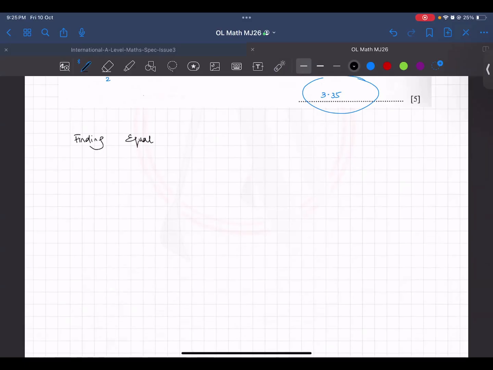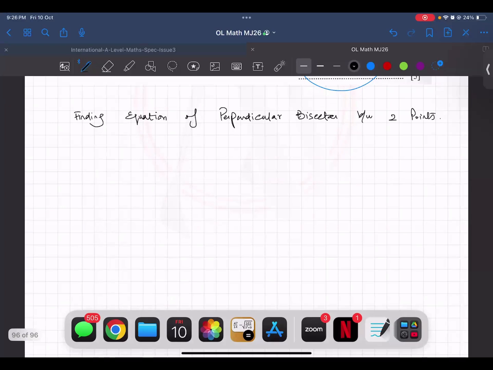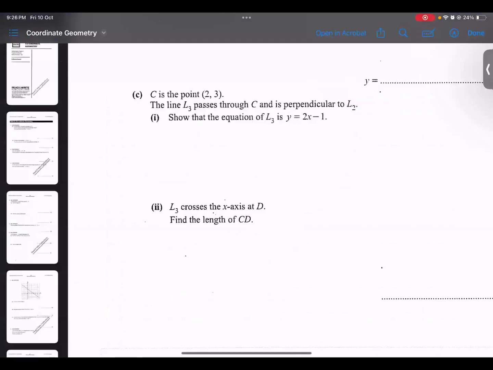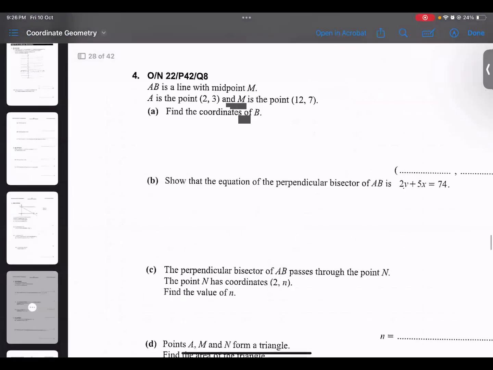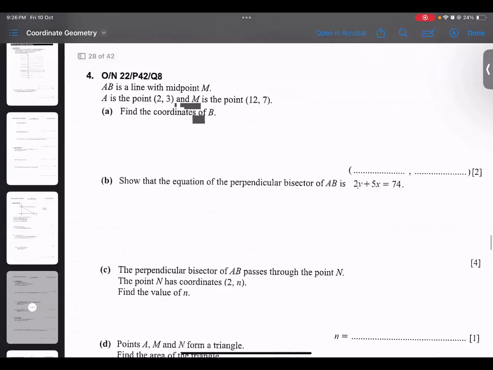equation of perpendicular bisector between 2 points. So there are simple steps that you need to follow. You will get the answer. Here it is. Look.